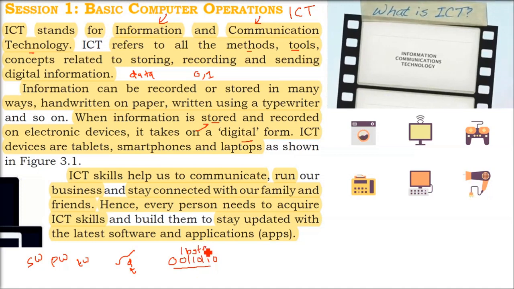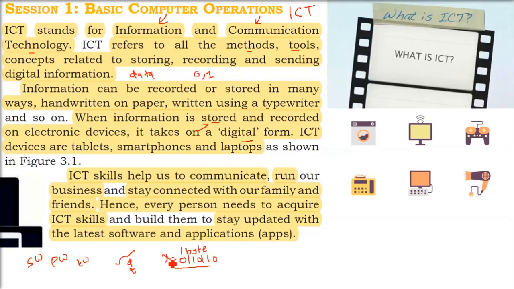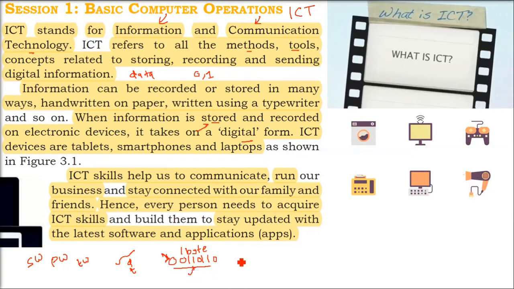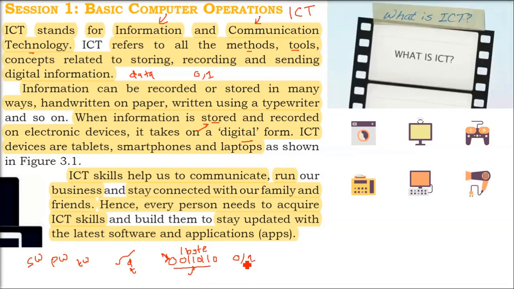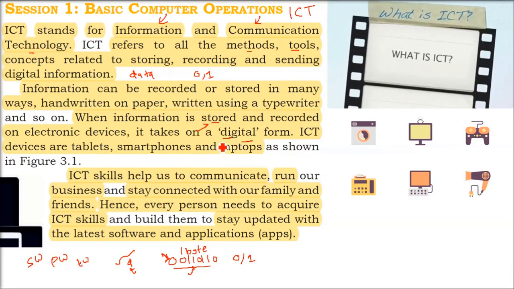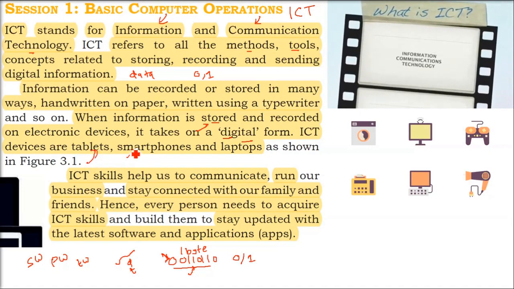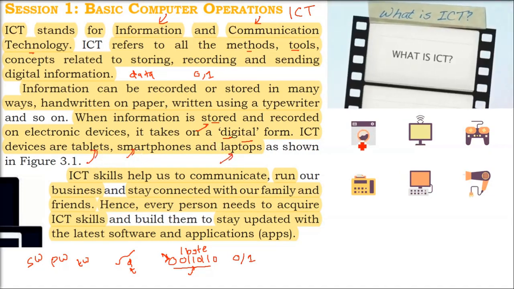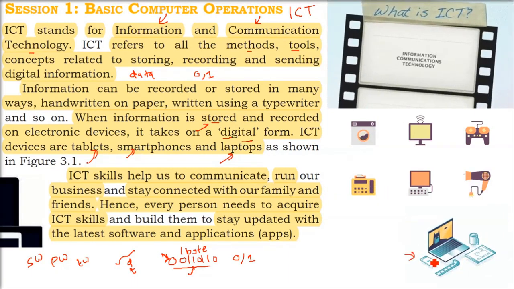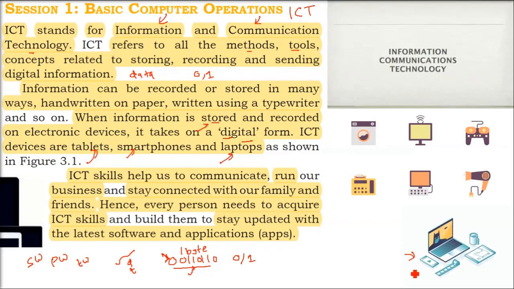This is the minimum counting unit. Byte becomes kilobyte, then megabyte, then gigabyte, and so on. So the data is 0 and 1. This is digital form. ICT, information and communication technology devices, are generally tablets, smartphones, and laptops. So how did this help us? The smallest one we have in our hand is the mobile.